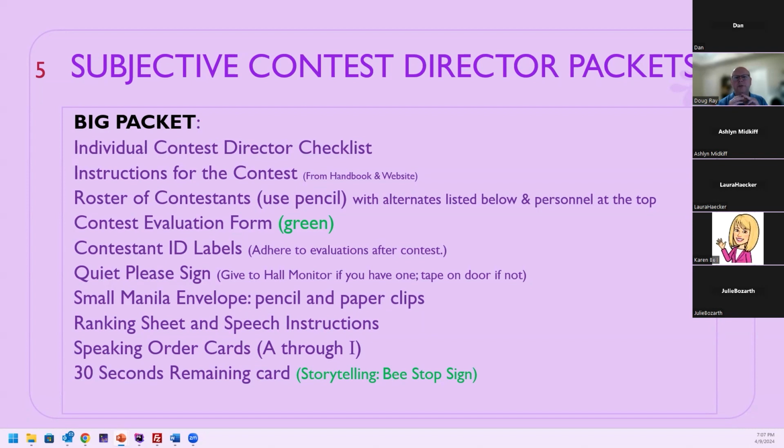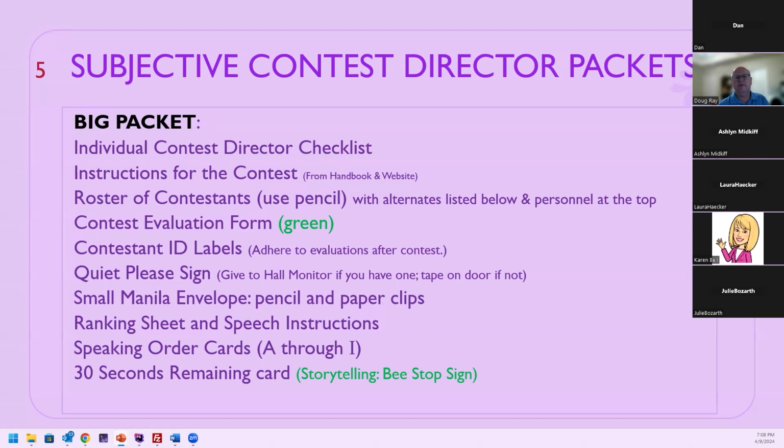Remember that we use speaking letters for the contestants, and those go from A through I. The letter is already given on the roster. Make sure that contestant receives that letter, and then that's the order you go in for the speech: Speaker A, Speaker B, Speaker C, etc. You'll also have a 30 seconds remaining card for the grades 4 and higher speech contest.